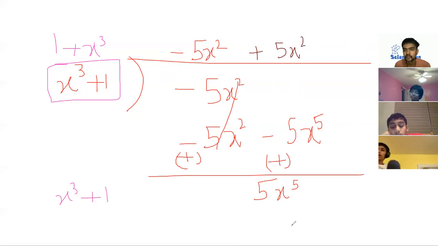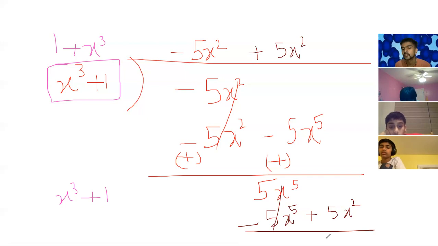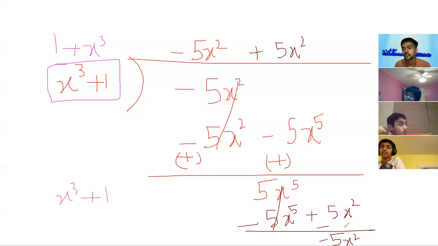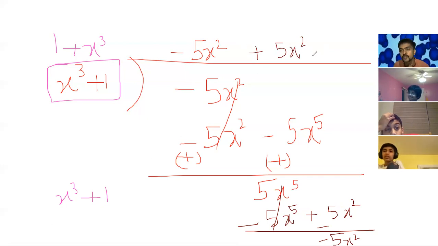Why are you rewriting plus 5x squared? So that I can knock off this guy. What do you mean? See here, like this way. Just because you change the order doesn't mean you have to put anything else. I multiplied x cube plus 1 with 5x squared.